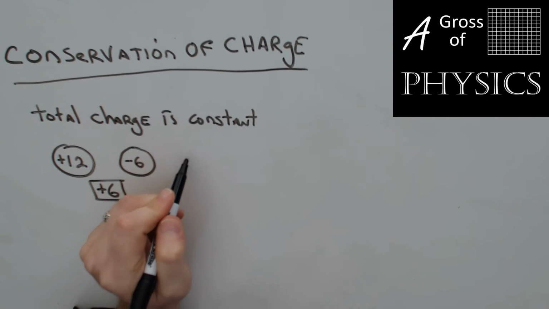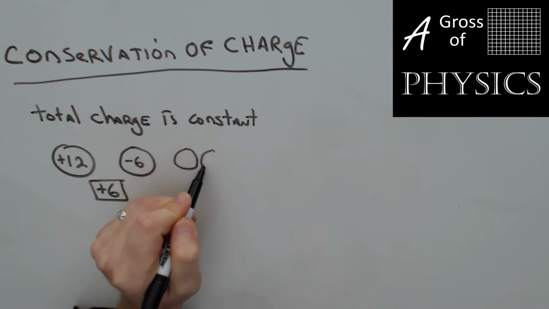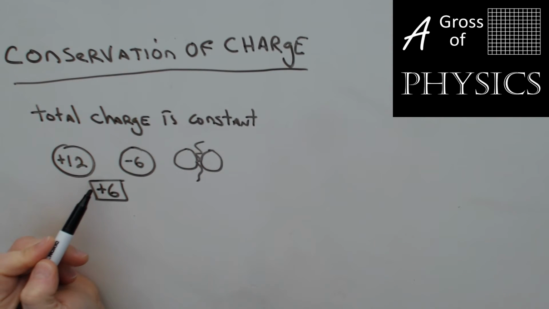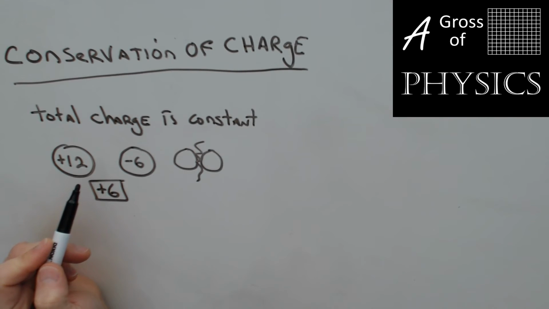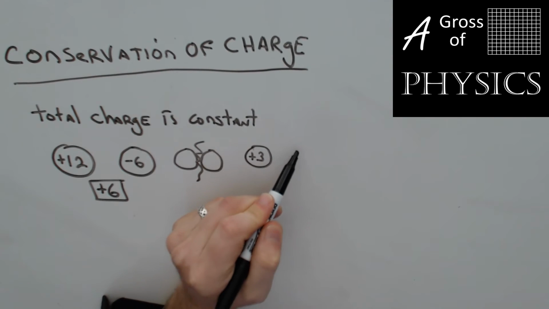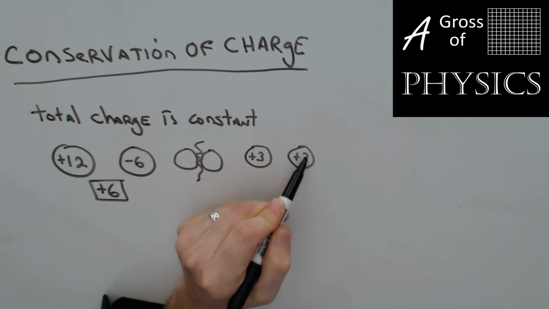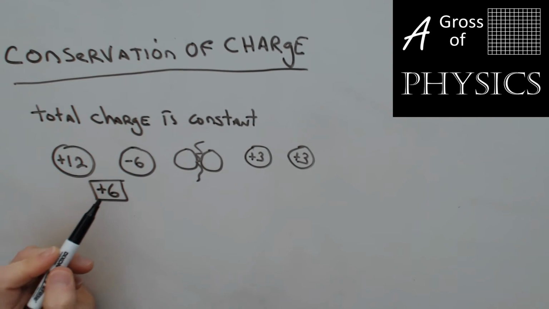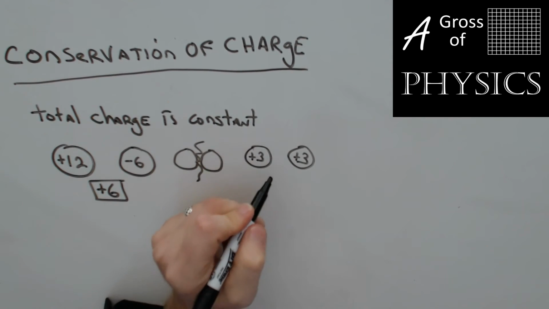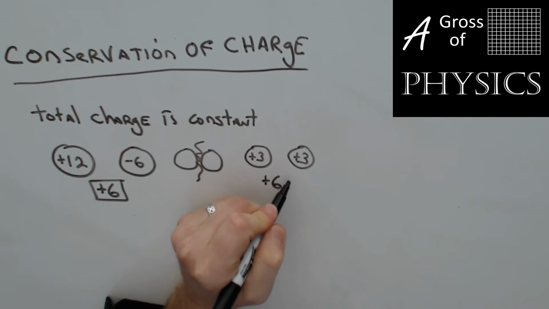If we take those objects and touch them together, what will happen is the charge will distribute as evenly as possible between the two. So when we do that and separate it, we're going to end up with plus 3 on each object. So the charge will distribute as evenly as it can, and in this case it can distribute evenly. Total charge is still plus 6.